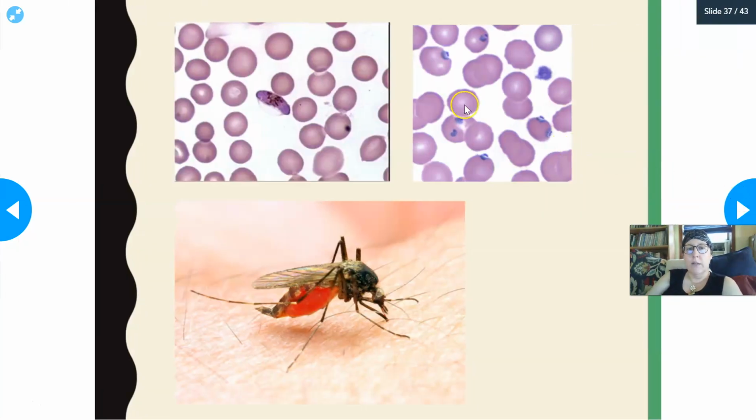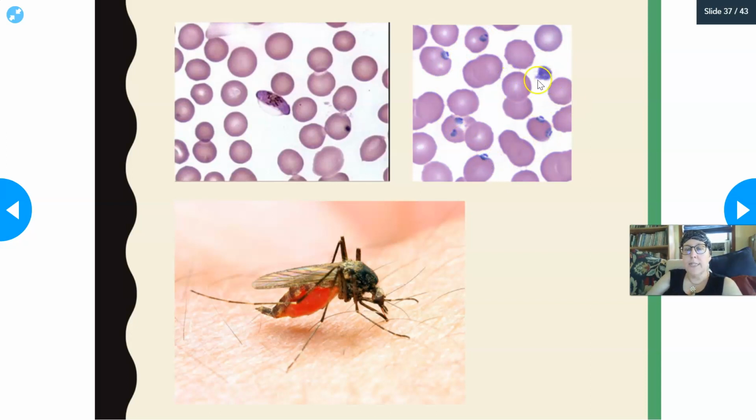And so on blood smears from these patients, so this is here, a gametocyte form right there. So this was not contained in a red cell. But then these little guys here are merozoites, either attached to the red cell or inside the red cell, right? And this right here is a platelet.